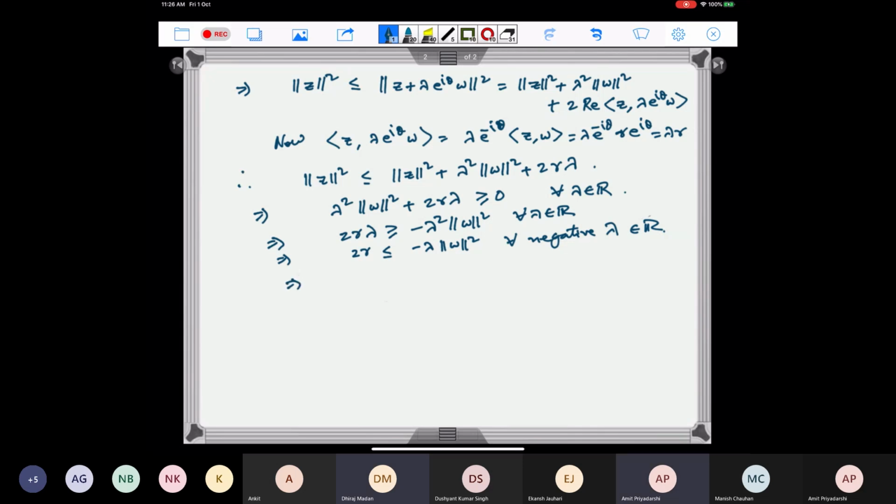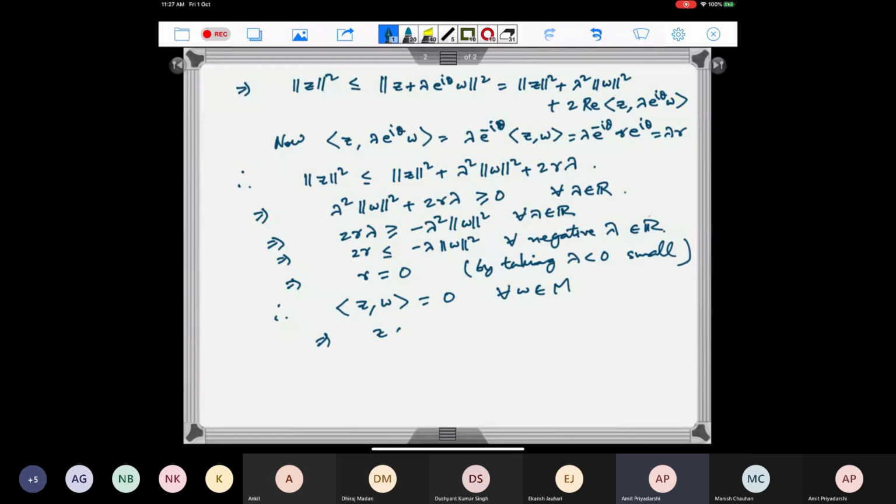This implies r is equal to... taking lambda less than 0 small. So r has to be 0, and therefore the inner product of z with w is 0 for all w in M, which implies z belongs to M perp.